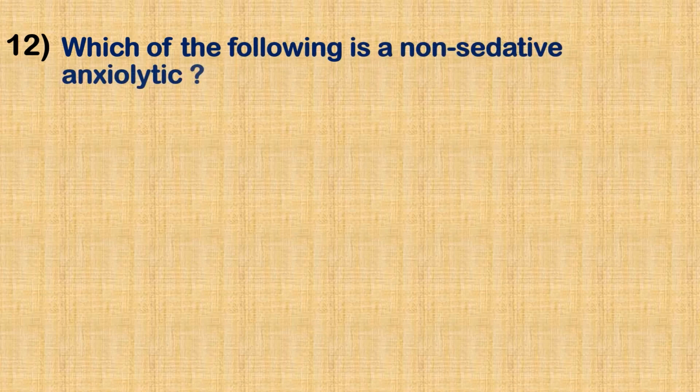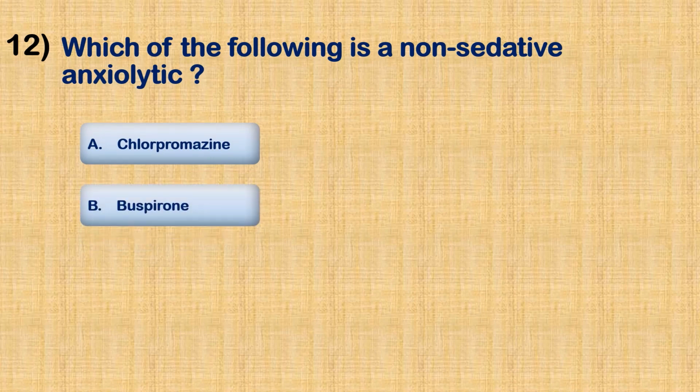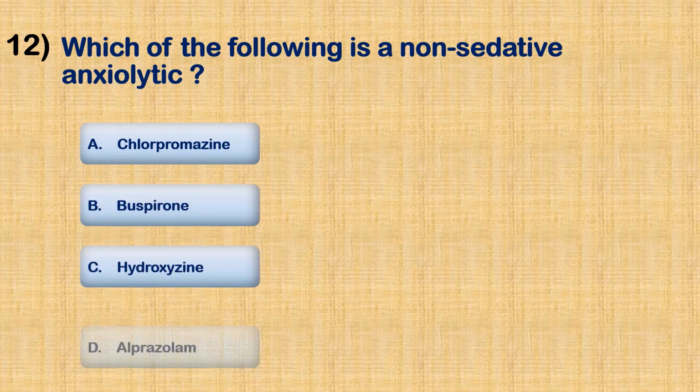Moving on to question number 12. Which of the following is a non-sedative anxiolytic? The options are: option A, chlorpromazine, option B, buspirone, option C, hydroxyzine, option D, alprazolam. The correct answer is buspirone.